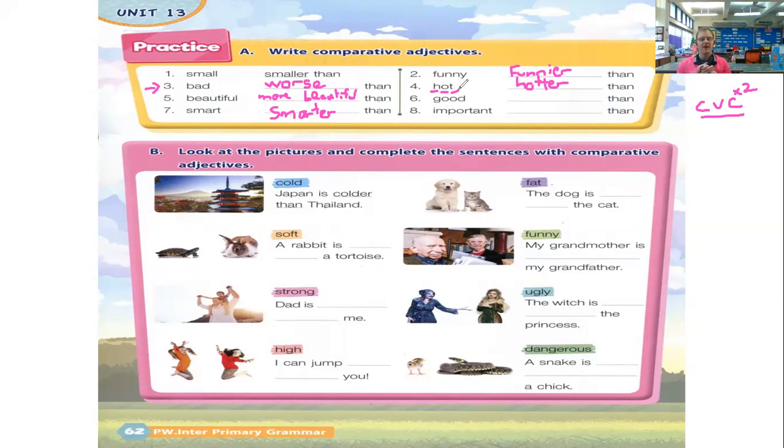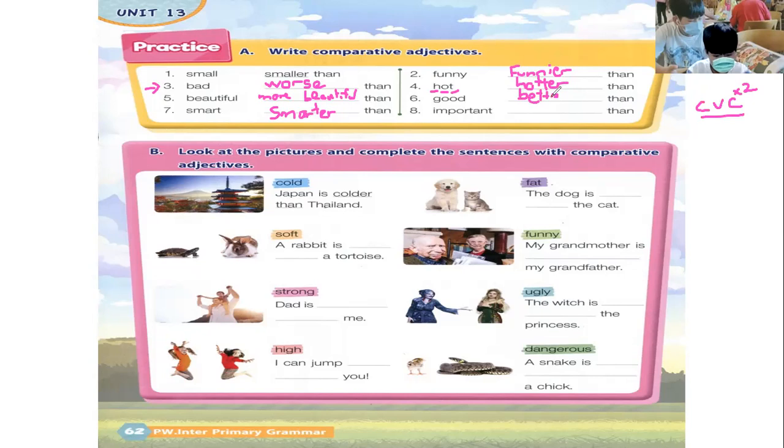Okay, the next one is good. What is the comparative adjective of good? Better. Good, better, the best. So I am better at mathematics than my friend, but I am worse in science. Okay. And the last one here is important.